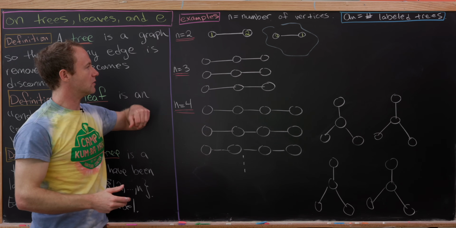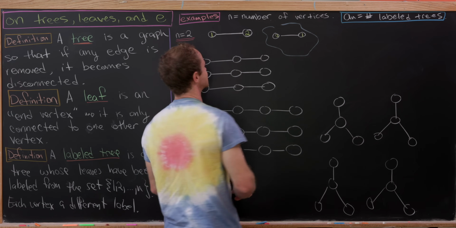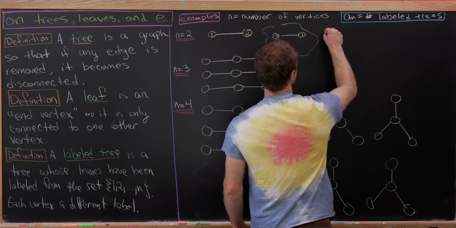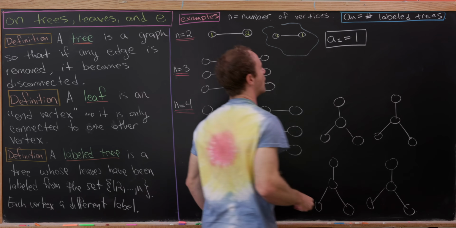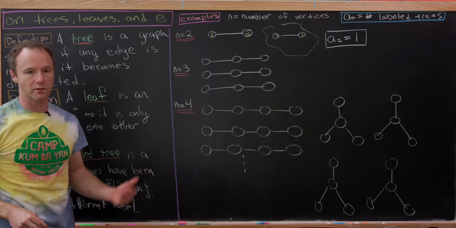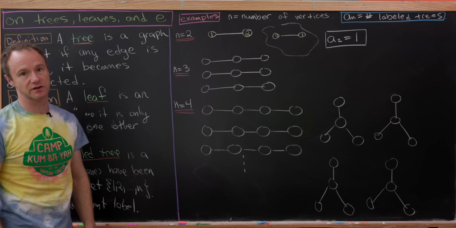Okay, so let's move on to n equals 3. Actually, before we do that, let's collect this number. So this means that a sub 2 is equal to 1, because there's only one way to have a labeled tree with 2 vertices. Okay, so moving on to n equals 3.